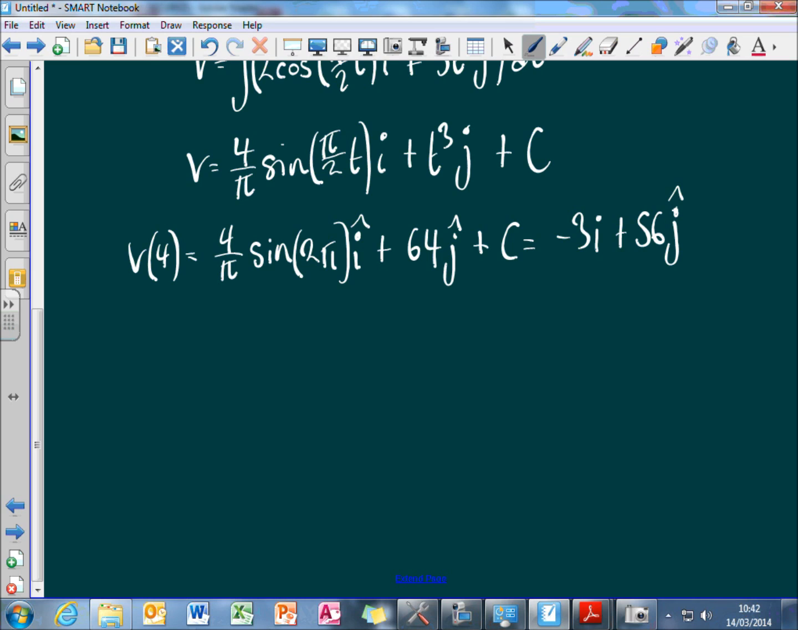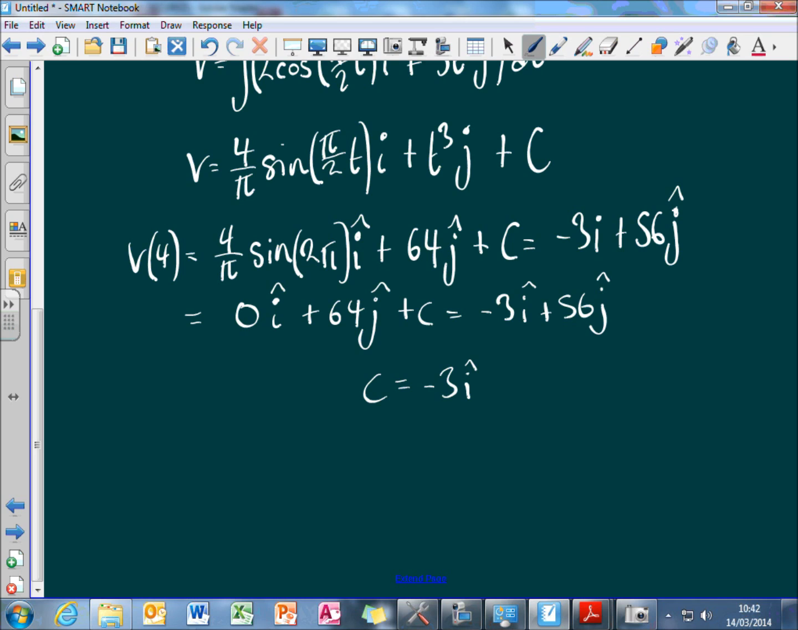Let's just write this out again first of all. 4 over pi sine 2 pi. What's sine 2 pi? 0. So this bit is just 0i. And then I've got 64j plus c should be equal to minus 3i plus 56j. So c must equal, because I've got 0i on this side, I'm going to need another minus 3i there. And I've got 64j on this side, so I've got to take away 8.